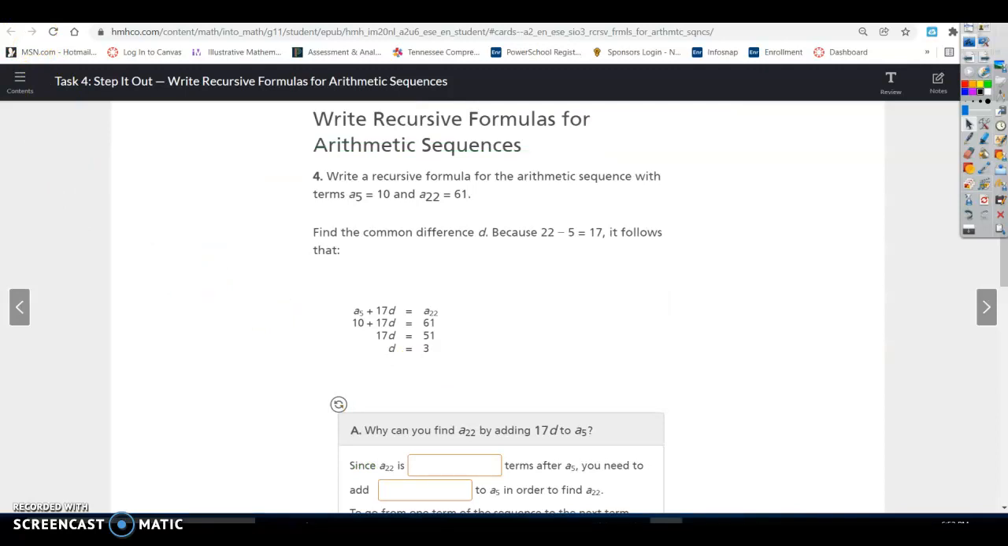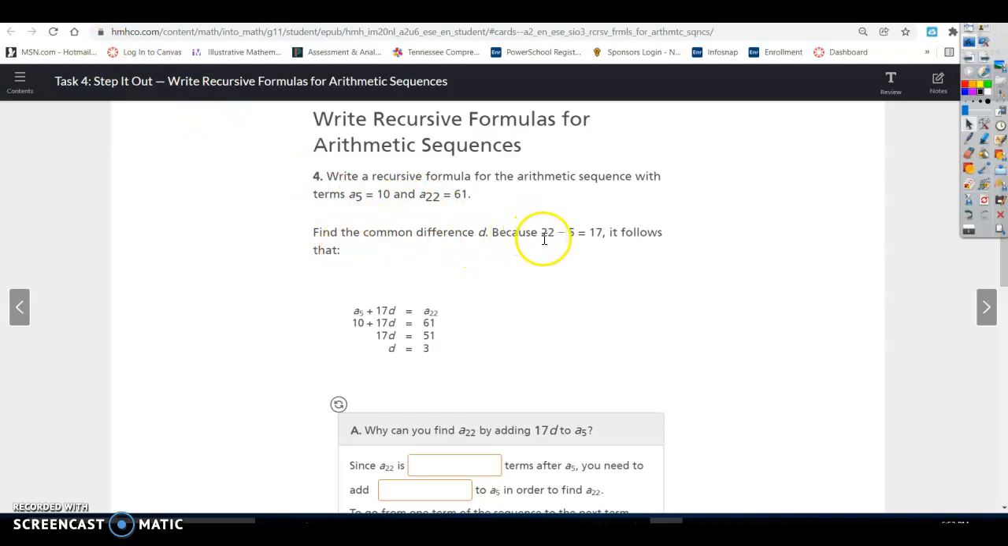Lesson 14.1, task 4. Write recursive formulas for an arithmetic sequence. Write a recursive formula for the arithmetic sequence with terms a sub 5 equals 10 and a sub 22 equals 61. So they're giving us our 5th term and our 22nd term. It says find the common difference d.